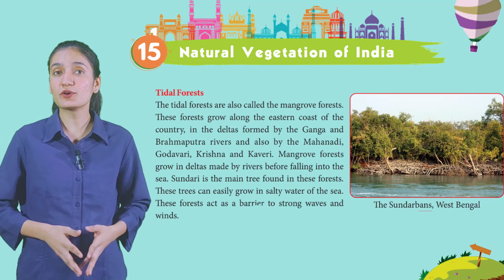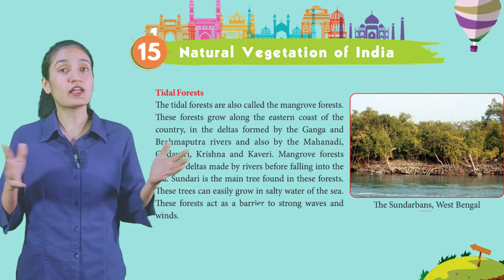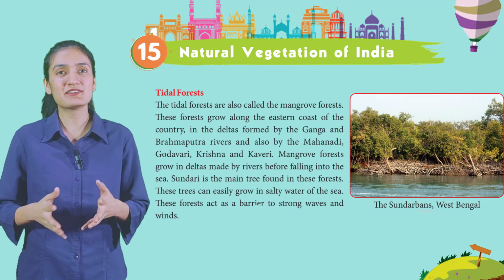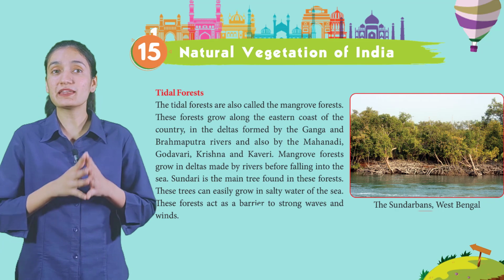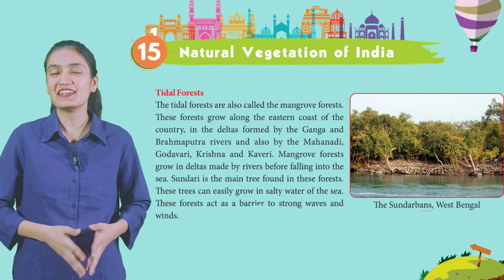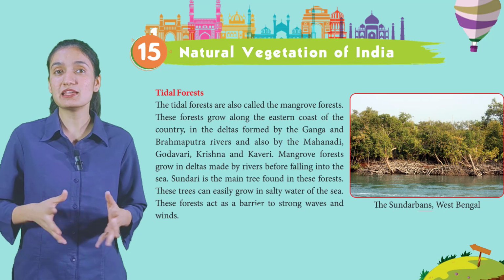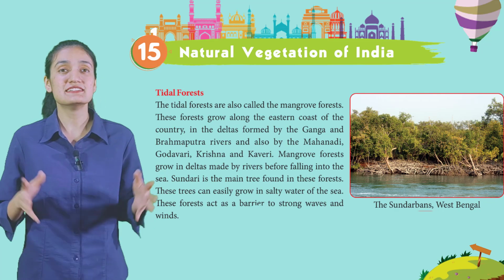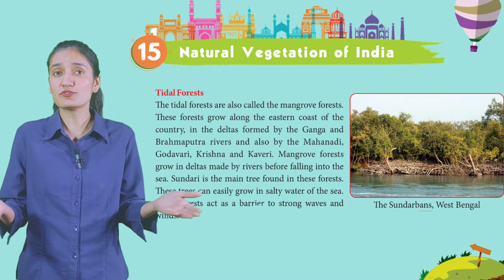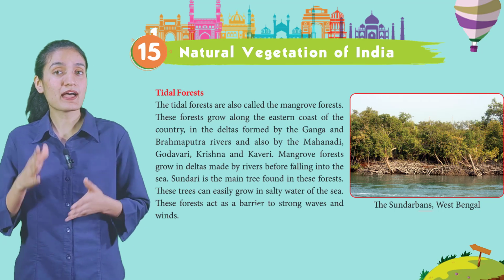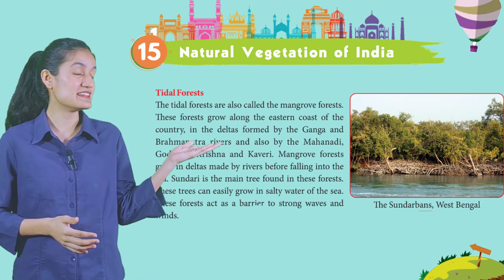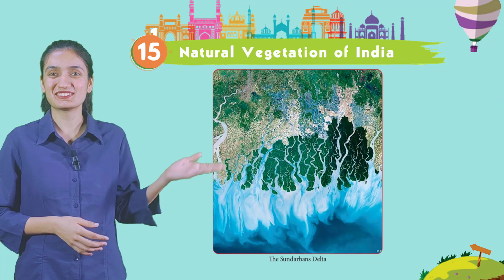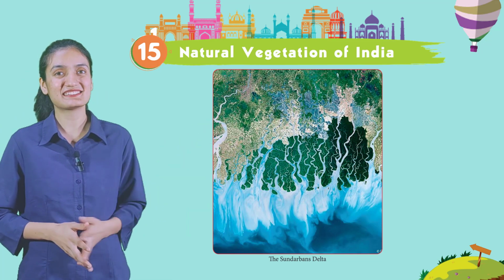Now, let's see tidal forests. The tidal forests are also called the mangrove forest. These forests grow along the eastern coast of the country, in the deltas formed by the Ganga and Brahmaputra rivers and also by the Mahanadi, Godavari, Krishna and Kaveri. Mangrove forests grow in deltas made by rivers before falling into the sea. Sundari is the main tree found in these forests. These forests can easily grow in salty water of the sea. These forests act as a barrier to strong waves and winds. You can see the Sundarbans, West Bengal. Now look at this beautiful picture. This is the Sundarban Delta.